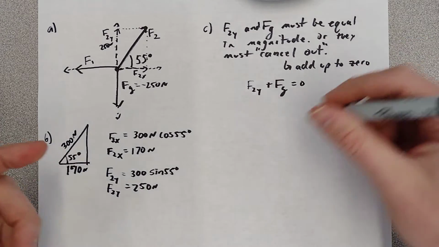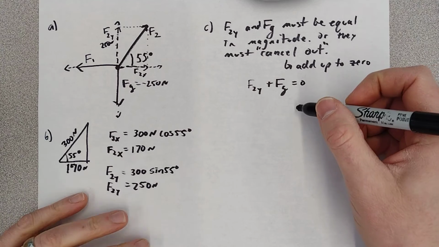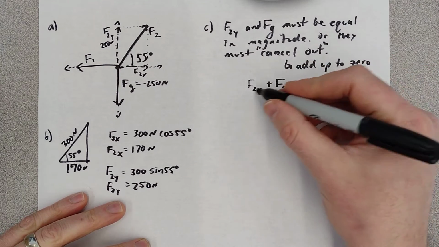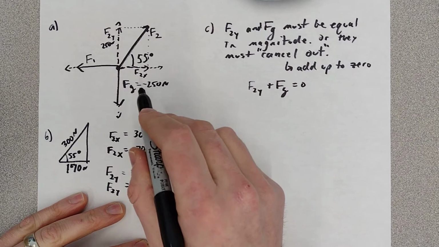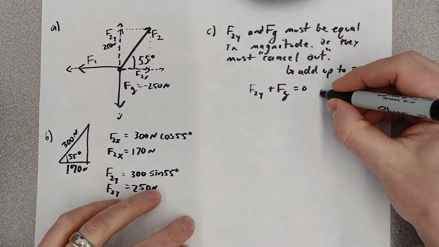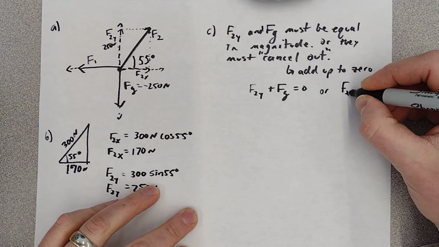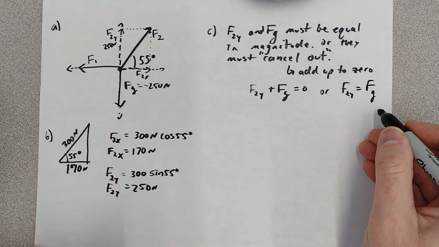Or I guess you could say F2Y must equal FG, right? But actually, it's up to you to make sure you put the negative sign on here. I don't care which way you write this. If you want to say that, or you could say F2Y has to equal FG. You can say that as well.